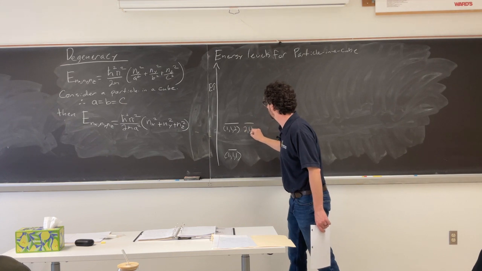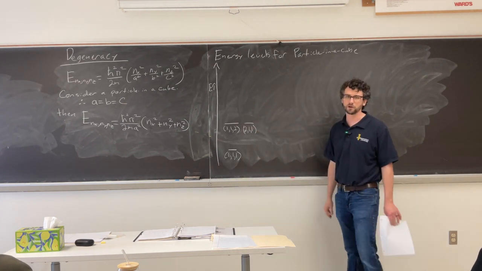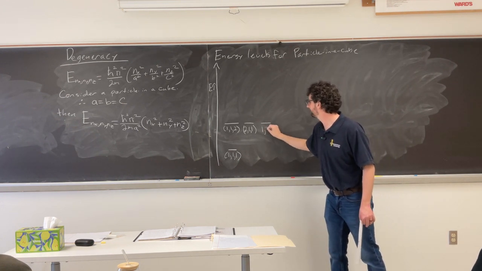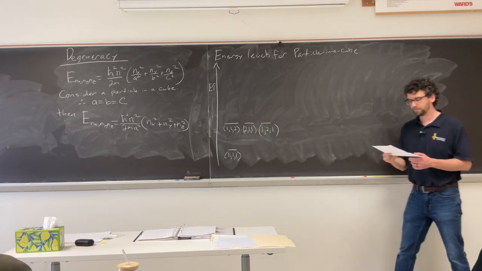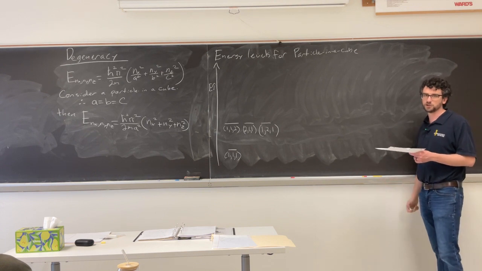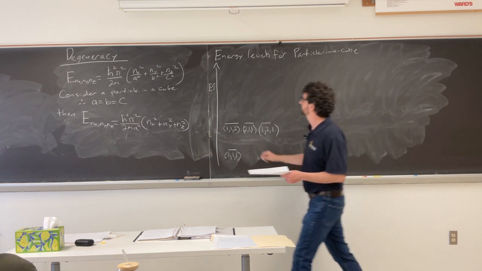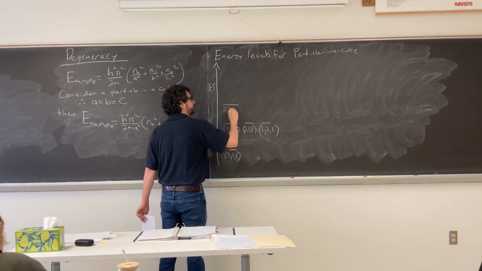2, 1, 1. Any other wave functions that are degenerate? Yep. 1, 2, 1. Okay. What would the next lowest in energy orbital be? Yep, 2, 2, 1. So we could do 2, 2, 1.